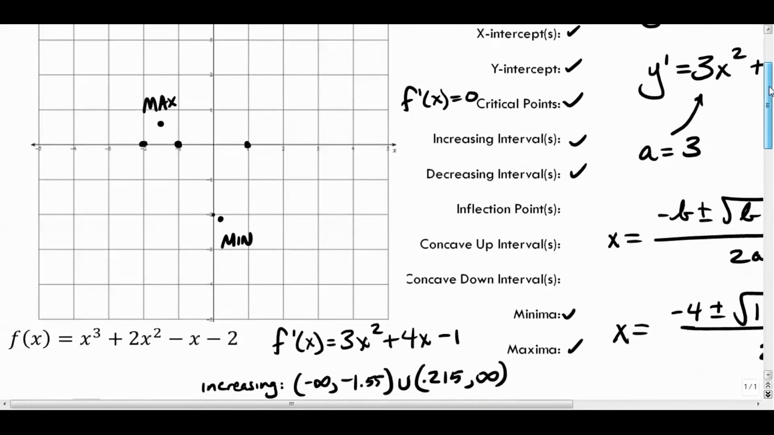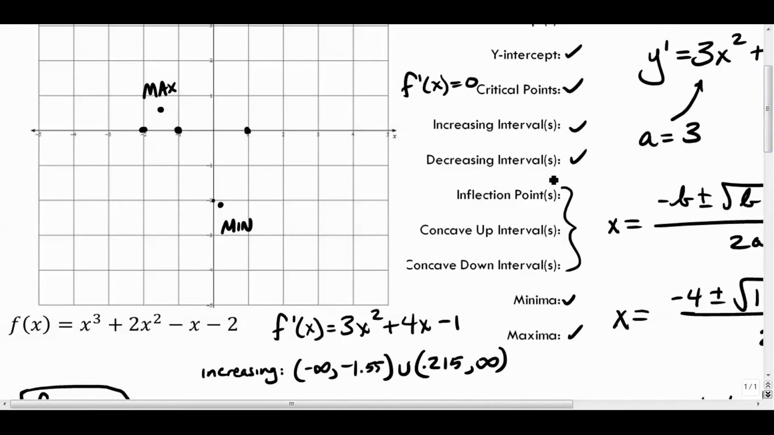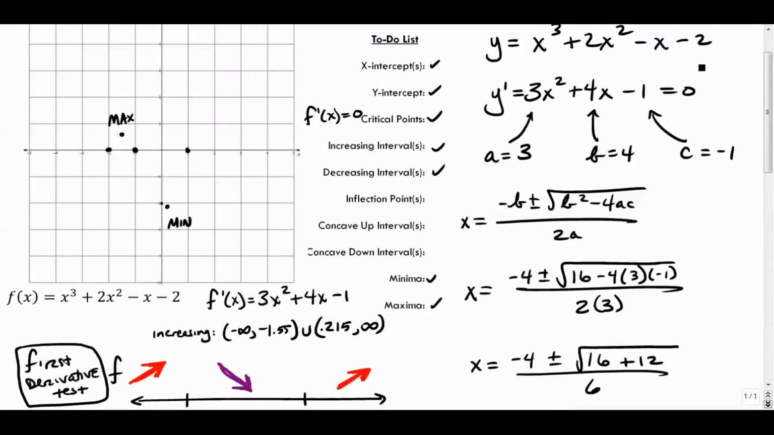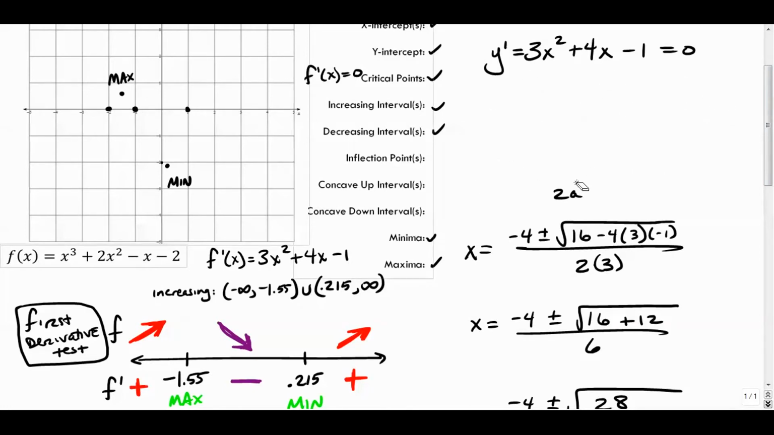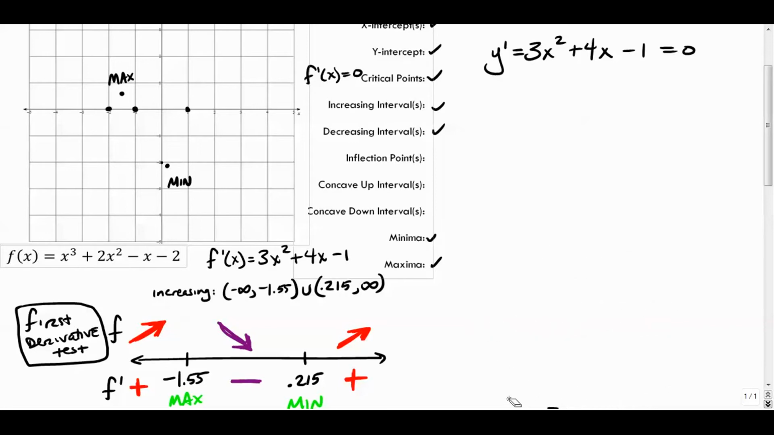The only thing we have left then is our second derivative. We need to find our second derivative. So here we go. Let's go back to the right over here. We're going to work from our first derivative and find the derivative of the first derivative, which gives us the second derivative. So y double prime is equal to 6x plus 4. That's the second derivative. The second derivative tells us concavity.